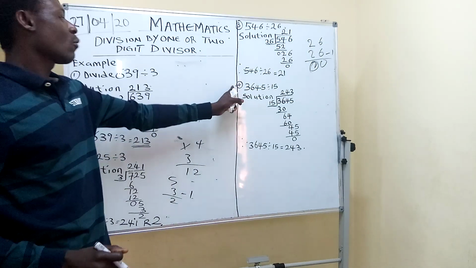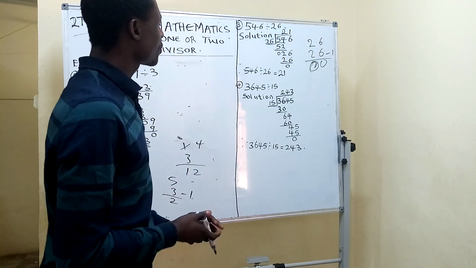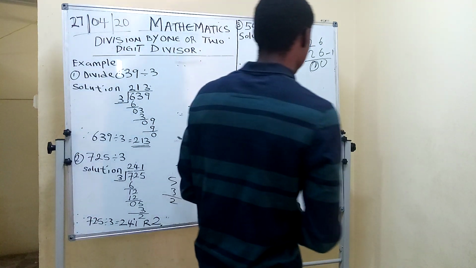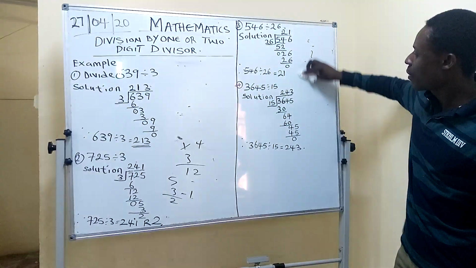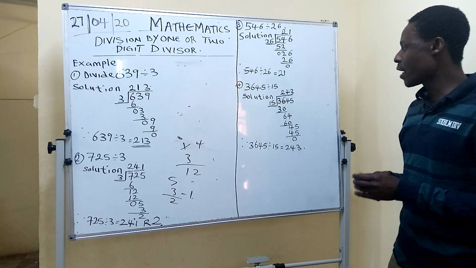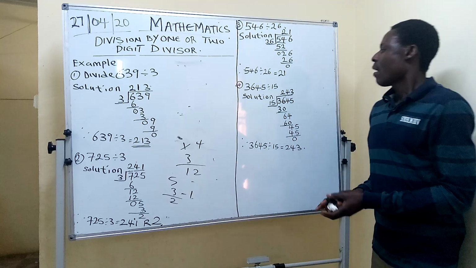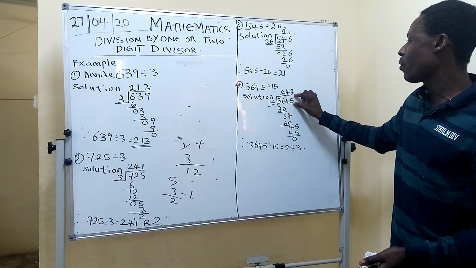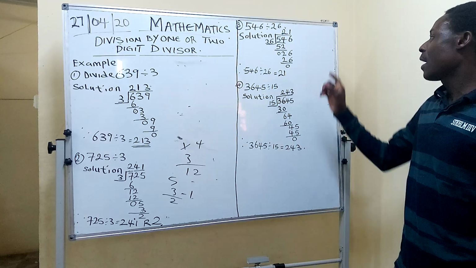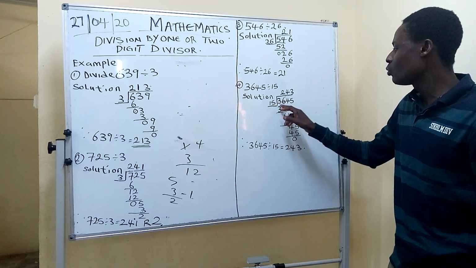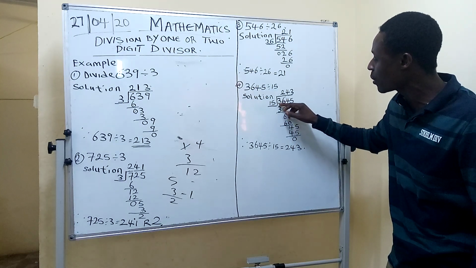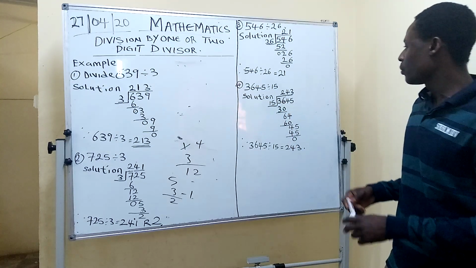Now, the last question, number 4. 3,645 divided by 15. 3,645 divided by 15. We follow the same steps. We write 3,645 inside the box, and we write 15 beside the box. Don't forget, I told you, because we have 2 digits here, you have to match the 2 numbers together to have us be also what? To be a 2-digit number.